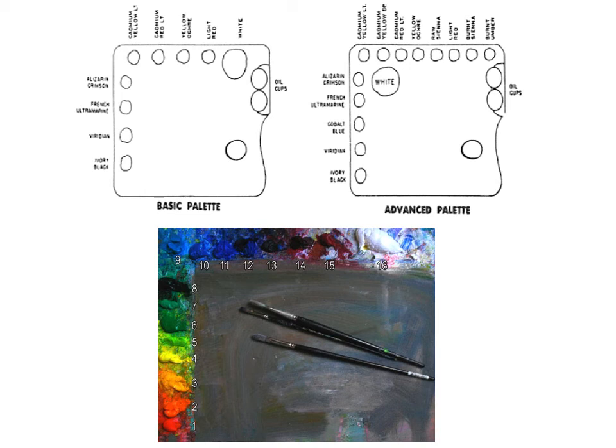Now, when we're setting up a palette, you want to make sure that you have your colors spaced all along the outside. There are two types of palette: a basic palette and an advanced palette.